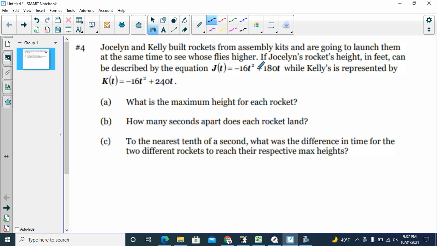So we've got a parabola here. The maximum height, the biggest y value, would occur at the vertex. Notice the parabola opens down, so the biggest height's at the vertex. So we can do negative b over 2a to get the vertex. That would give us the x value, which is a t, the time of the vertex. So negative 180 over 2 times negative 16.